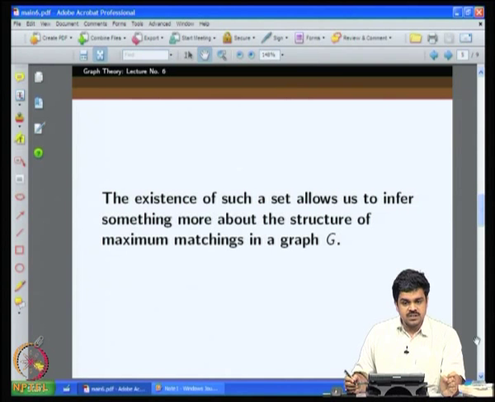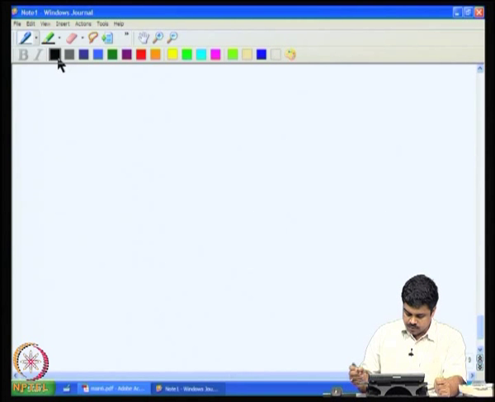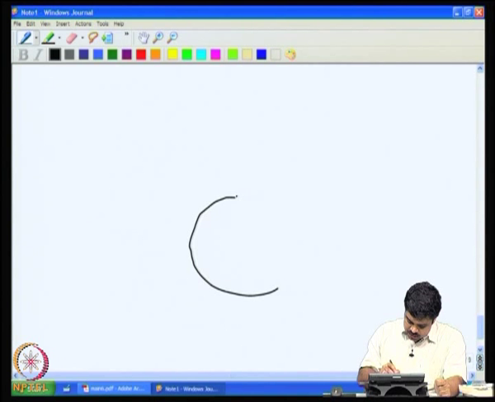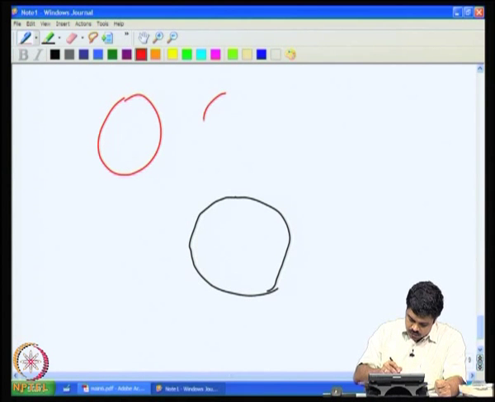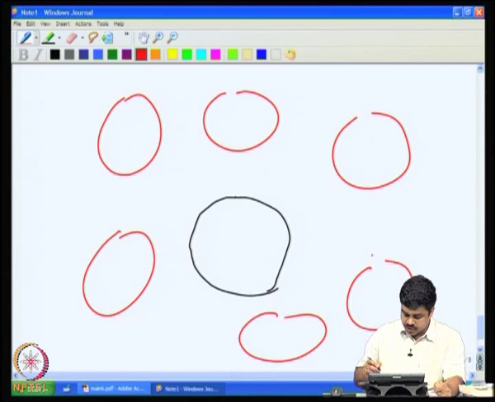Not only that, if such a set S exists, then we can tell a little more about the structure of maximum matchings in G. So, what can we tell? Let's look at this. Suppose this is a set S which has these two properties, and these are all its components. Remember, these are all factor critical components of G minus S.